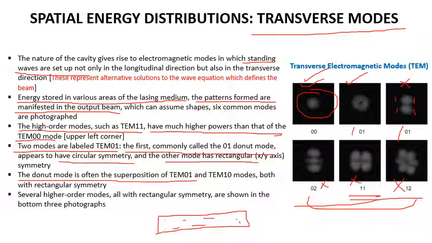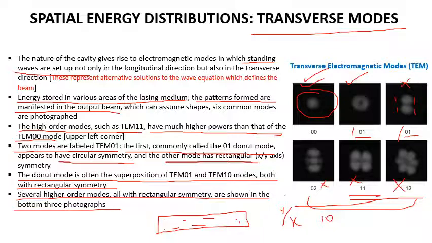The donut mode is often the superposition of TEM01 and TEM10. 10 is not mentioned here, it will be Y over X. So the donut shape is formed when X over Y and Y over X superimpose on each other. Definitely both will have a rectangular symmetry. There are several higher order modes with rectangular symmetry you can see, like 02, 01, 11. In some of the modes power is higher, but the beam shape is not good. So preferable for us is the TEM00 mode.